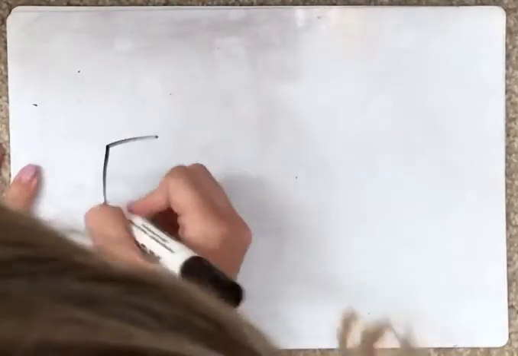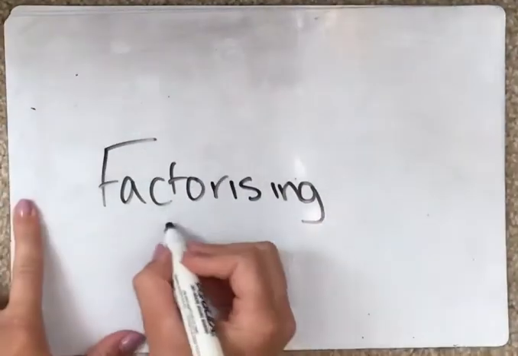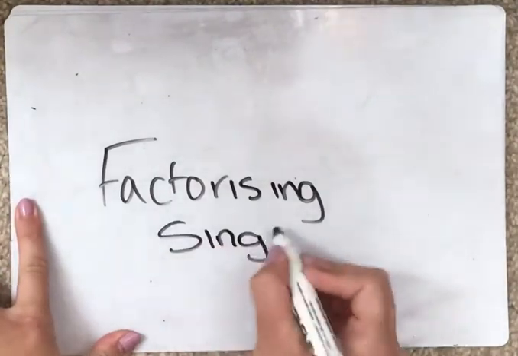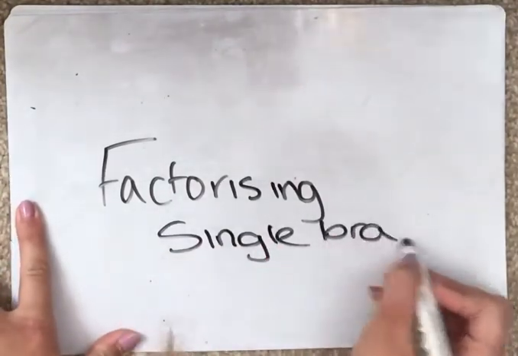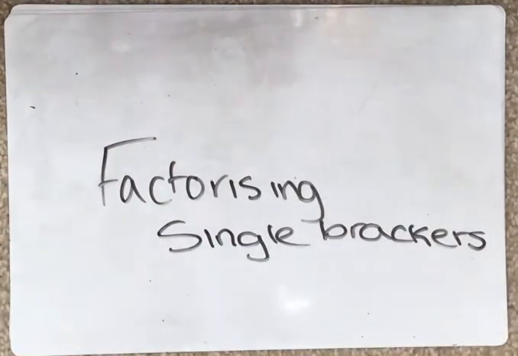Okay, so we're going to have a bit of a think about factorising, okay? And we're going to think about just factorising linear brackets or just single brackets. Now, with this, it's about finding a common factor, okay? It's about finding a common factor, and in fact, it's about finding the highest common factor, okay?